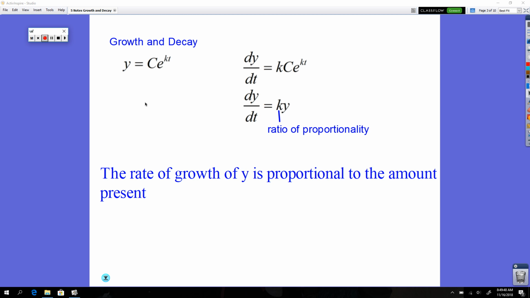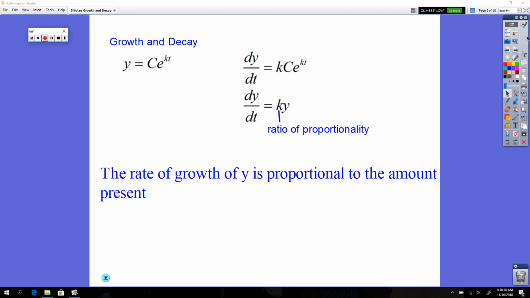We're going to be reviewing growth and decay today. So the growth formula is y equals Ce^(kt). When we take this derivative with respect to time, dy/dt would be equal to Ce^(kt), and then we would do a chain rule on the kt, which would mean that we would add the k in front.